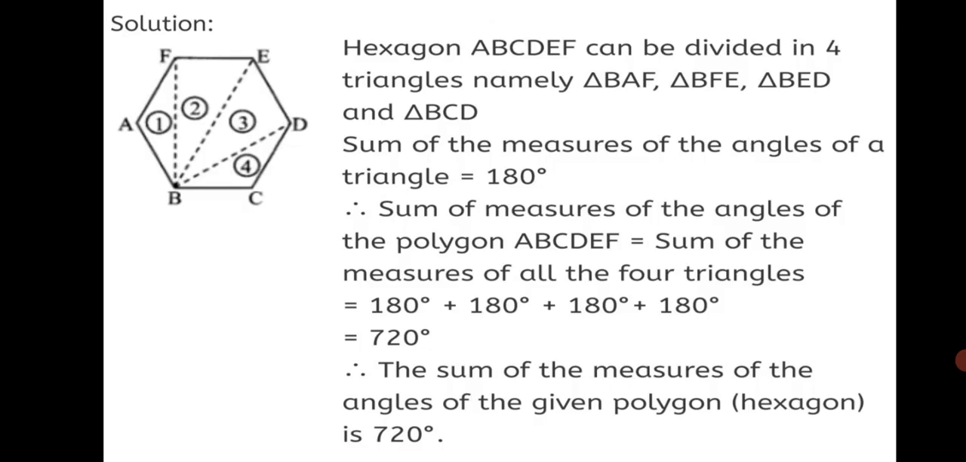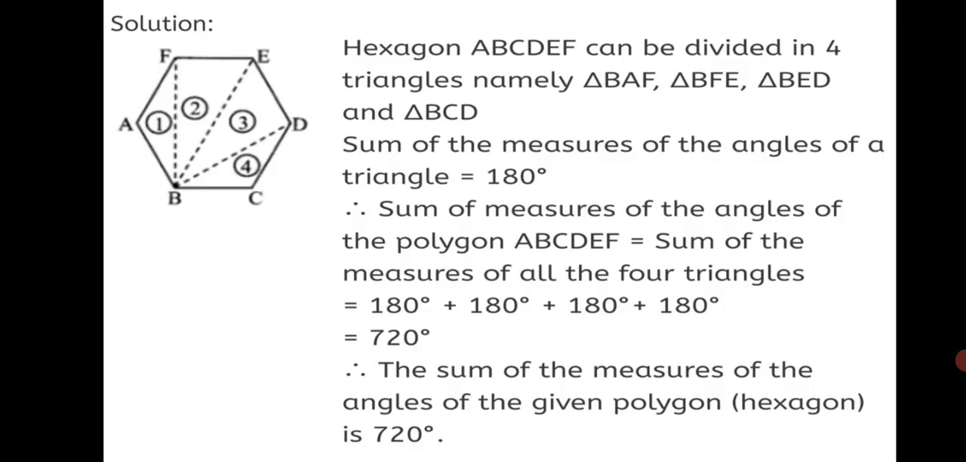Hexagon ABCDEF, we can see it can be divided into 4 triangles, namely triangle BAF, triangle BFE, triangle BED, triangle BCD. The sum of the measures of the angles of a triangle is equal to 180 degrees. Therefore, the sum of the measures of the angles of the polygon ABCDEF is equal to the sum of the measures of all the 4 triangles. So, it is 180 plus 180 plus 180 plus 180, which is equal to 720 degrees. Therefore, the sum of the measures of the angles of the given hexagon is 720 degrees.